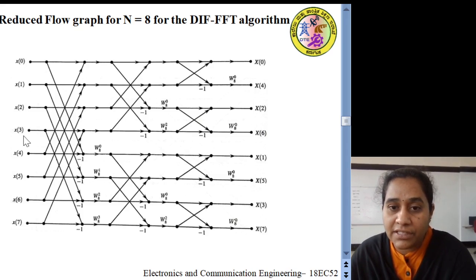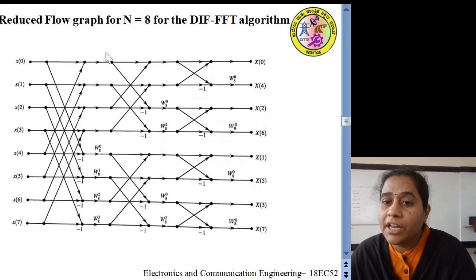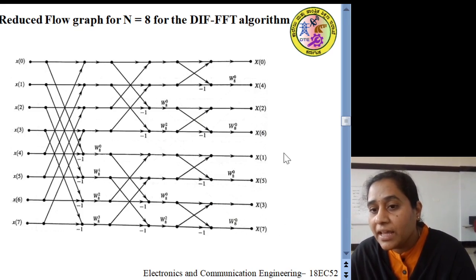See, x of 0, x of 1 up to x of 7 is divided into two 4-point values, and these two 4-point values are taken as inputs to the second stage of decimation. Output will be these values. The outputs of the second stage are considered as inputs to the third stage. Here we will be obtaining 2-point DFTs, so we stop decimating here. At the end we obtain the output, that is the DFT of the corresponding time domain samples x of n, that is x of k.